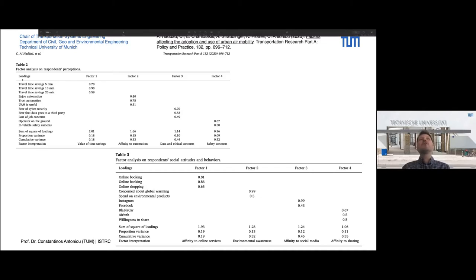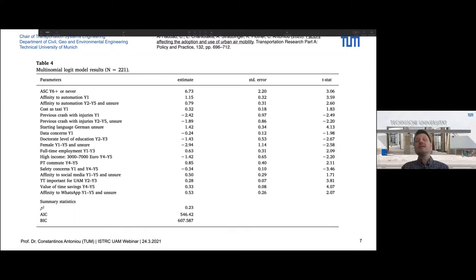So for example, the respondents' responses on their perceptions are mapped into four factors. One is value of time savings, the other is affinity to automation, the other is data and ethical concerns, and the last one is safety concerns. And similarly, for the social attitudes and behaviors, the four factors that they were mapped to are affinity to online services, because, you know, we expect that people will book a ride on UAM with their smartphone. Environmental awareness, because something that flies presumably uses more energy than something that rolls on the road. Affinity to social media and affinity to sharing.